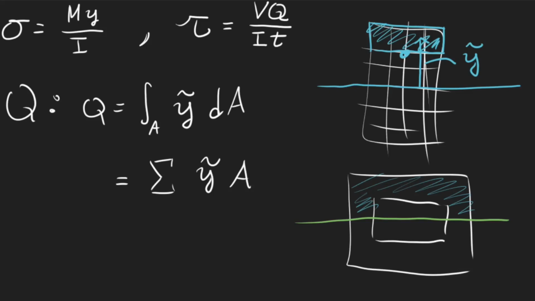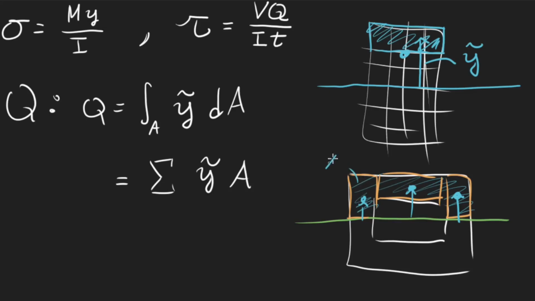And you can break it up however you want. Maybe I break it into a rectangle right here, a rectangle right here, and then one more right here. Then I have a y tilde right here, which would go to here, a y tilde right here, and then one more y tilde right here, and then I'd multiply it by those areas.